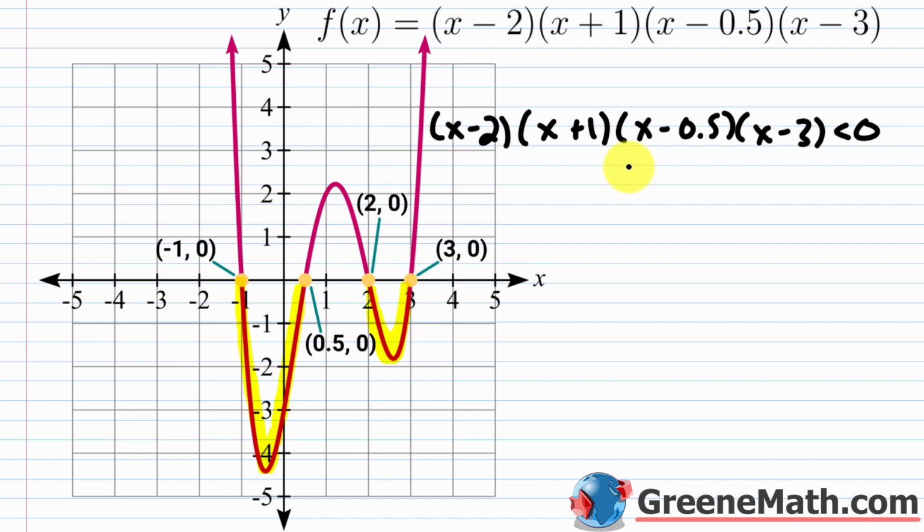So in other words, if I wanted to solve this, I would just say that x is greater than -1 and less than 0.5, or again, you could put 1/2, or also right here, x is greater than 2 and less than 3.